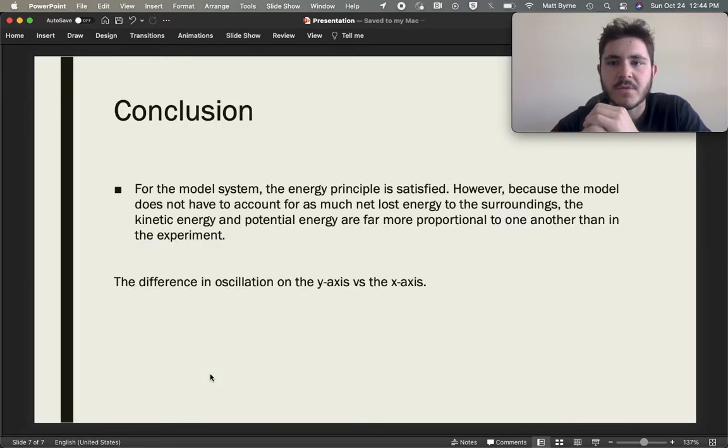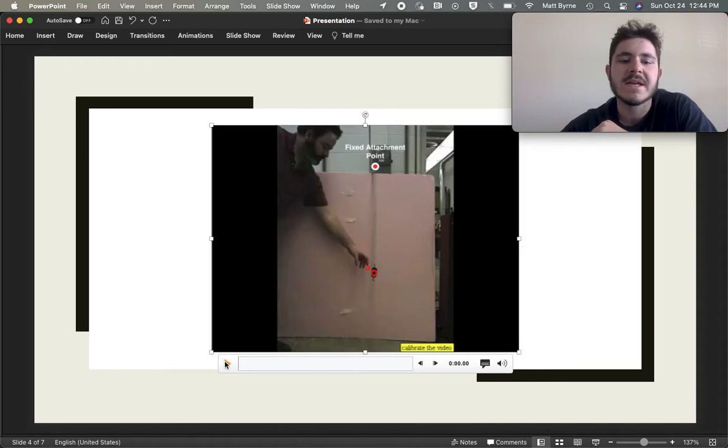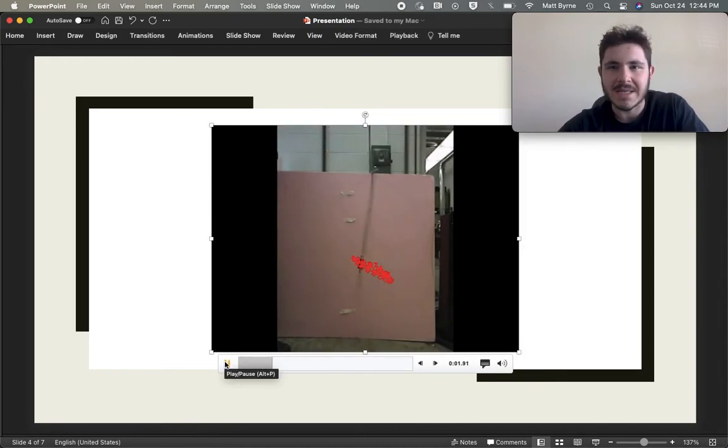As stated before, the energy principle is satisfied. And like I said, in the actual video that we can refer back to, there is an excess of net energy loss that GlowScript can neglect because it does not have to factor in those variables.